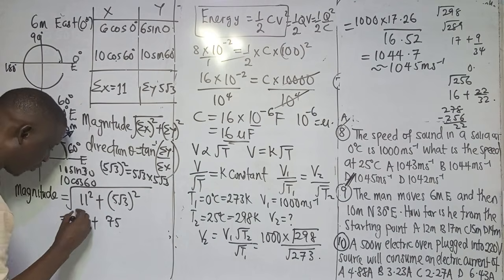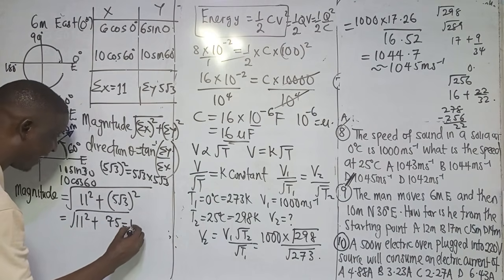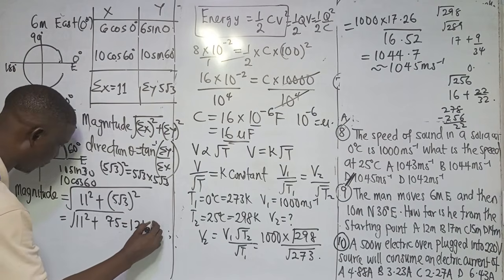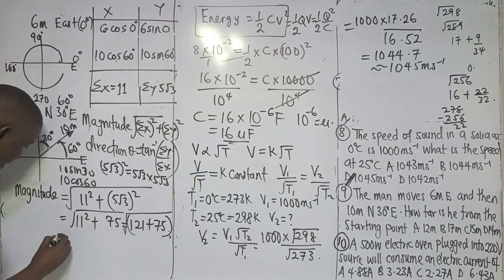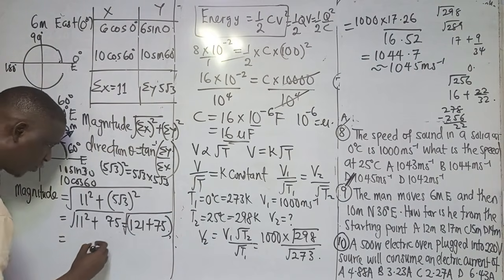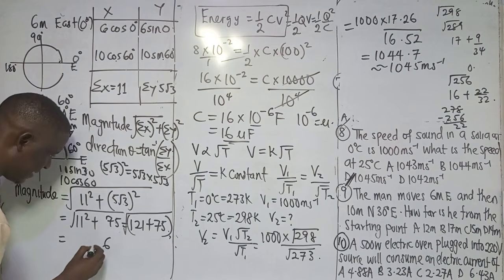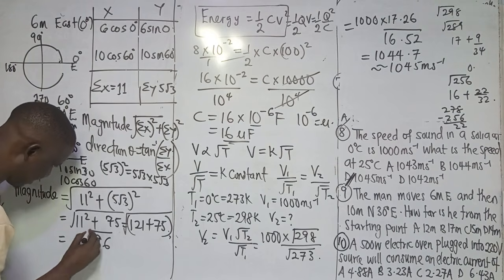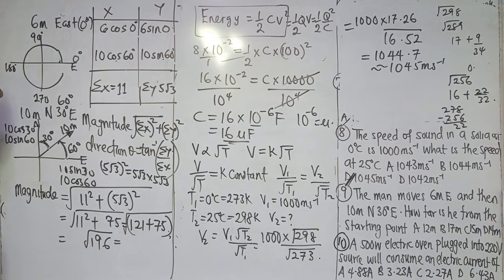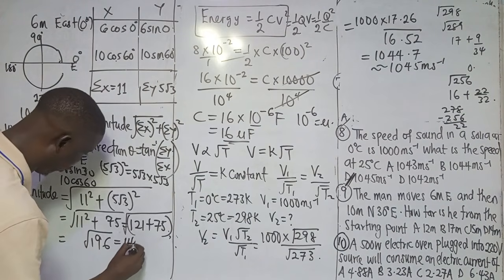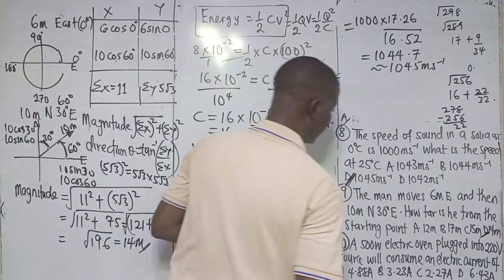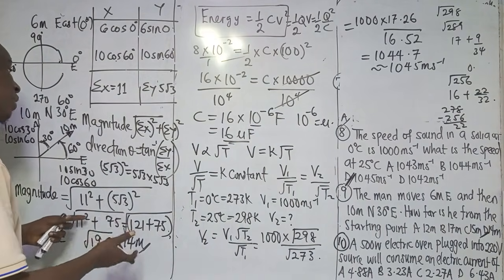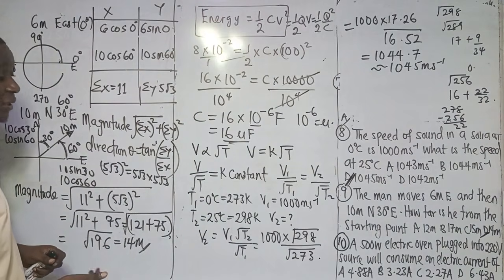Then all square root. This one will give us 121 plus 75, all square root. So what do you have now? That will give us 196. 196 is what? 14 meter. So that will give us 14 meter, option D. Now the next one, if you are asked to calculate direction, you can use this formula to calculate direction.